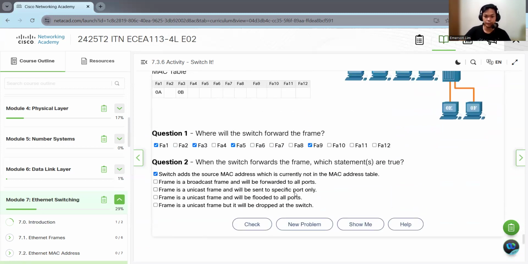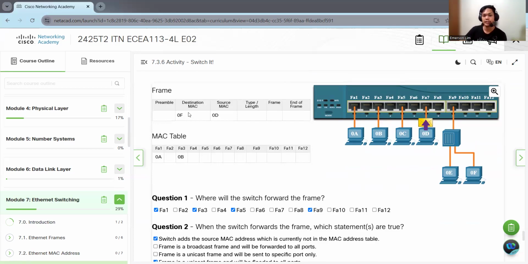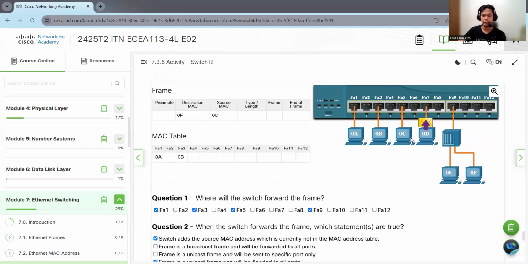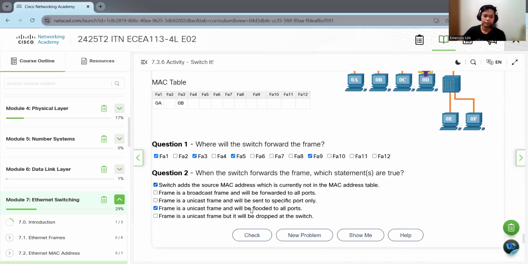Now in this frame, I will skip, and the only one is statement 2, is it a broadcast? No, it's not a broadcast since the receiver and the message is only one. It will be a unicast since it is only sending to one, and it will not be a broadcast because it is not sending to many. The frame is unicast, true, and it will be sent to a specific port. This is not true since our MAC table does not recognize our message and receiver.